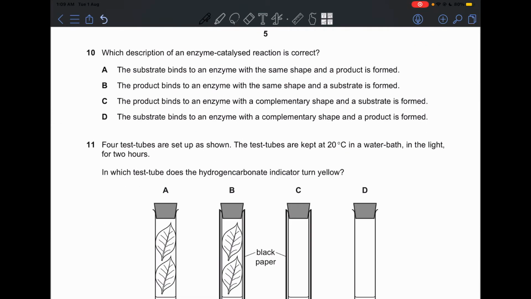Number 10, which description of an enzyme catalyzed reaction is correct? A says the substrate binds to an enzyme with the same shape and the product is formed. Of course, this is an incorrect statement because the substrate doesn't bind with the same shape, it binds with a complementary shape. So both of these are going to be wrong. C is saying the product binds to an enzyme with a complementary shape and a substrate is formed. Of course, this is an incorrect statement because the product does not bind. It is actually the substrate that binds to the enzyme. So our answer is going to be D.